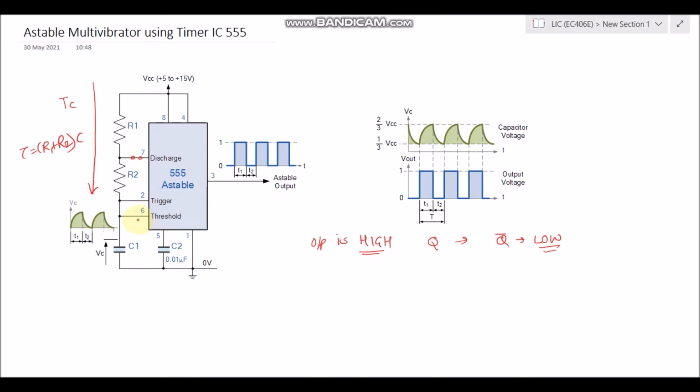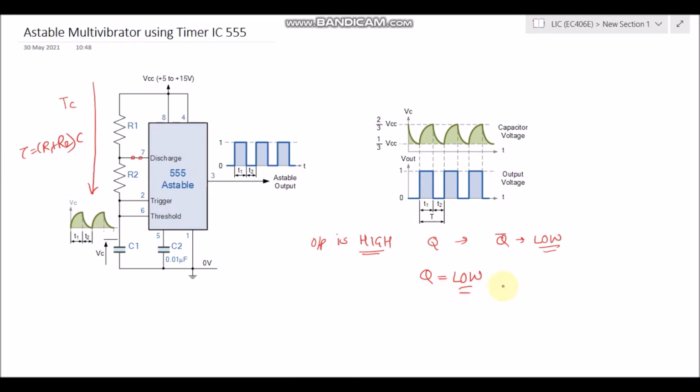The time will come when the voltage at pin 6 will become greater than 2/3 of VCC. As we know, this threshold pin is connected to the upper comparator C1, whose output is connected to the reset of the RS flip-flop. So as soon as the voltage at pin 6 goes above 2/3 of VCC, the upper comparator will be high and it will reset the flip-flop, thereby the output will become low. So now the output is low. So you will see when the capacitor is charging and reaches 2/3 VCC, it will switch its state from high to low.